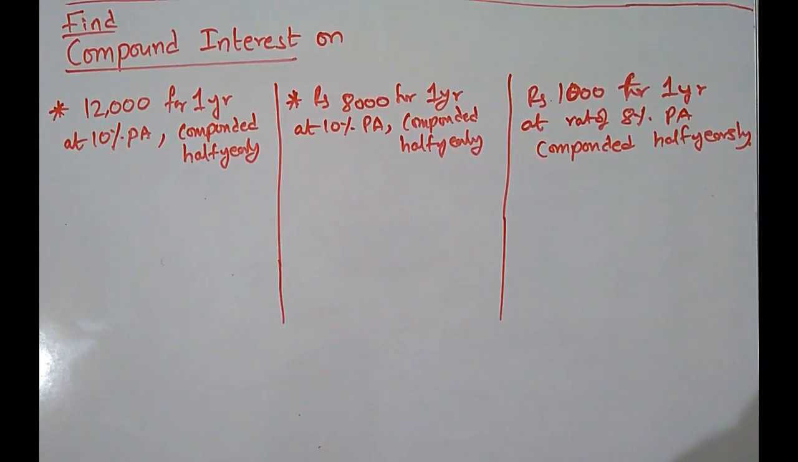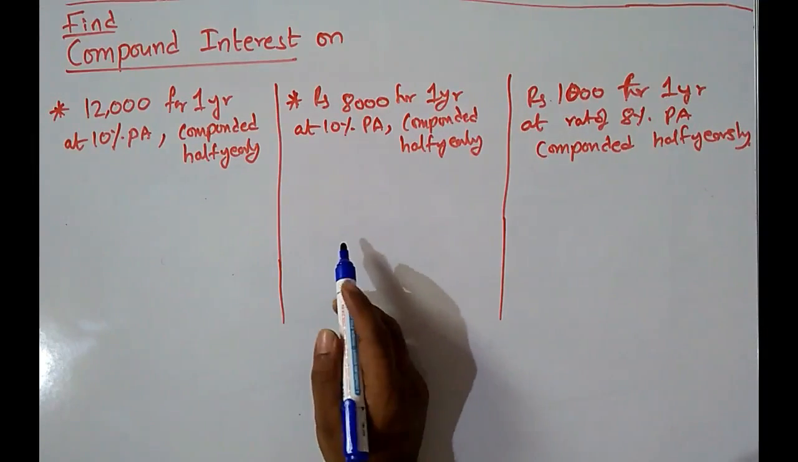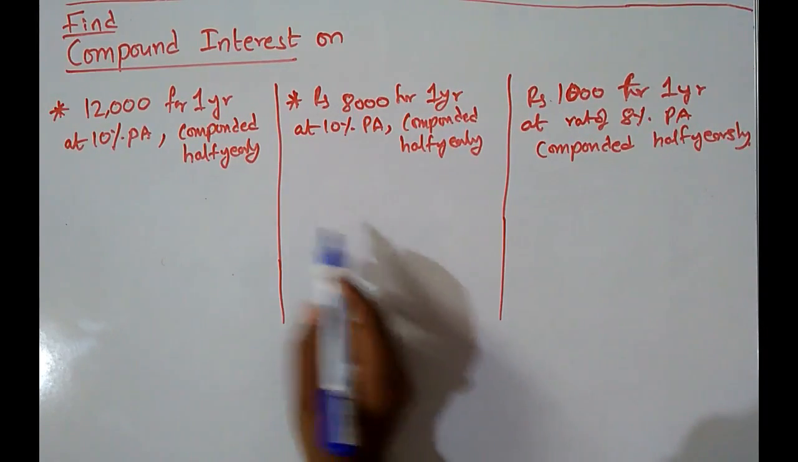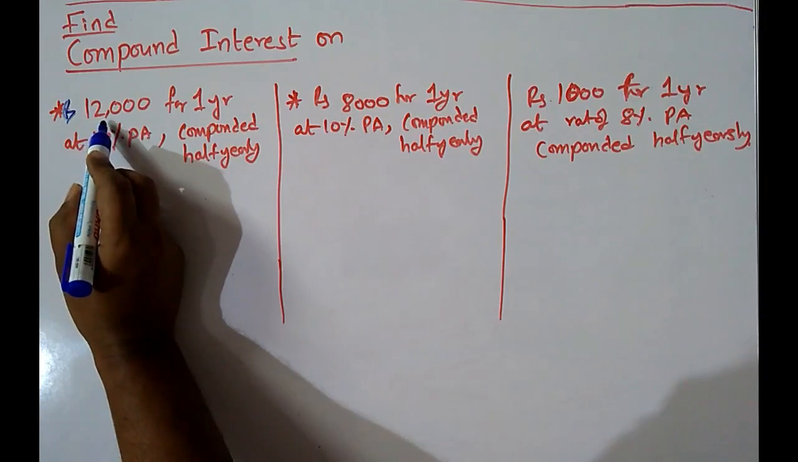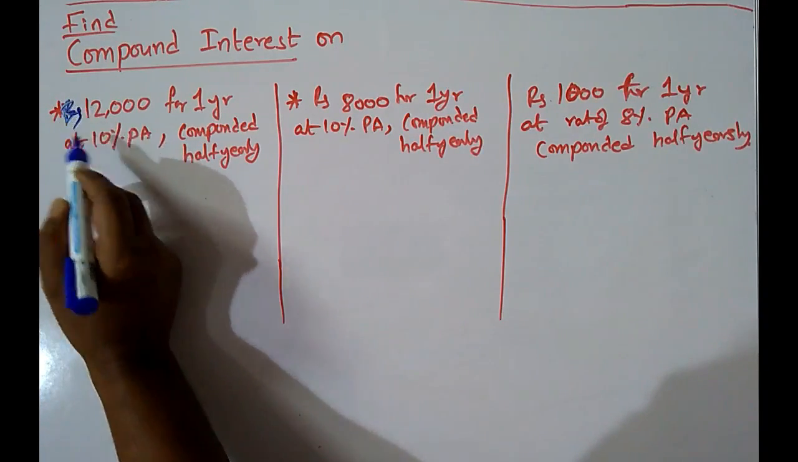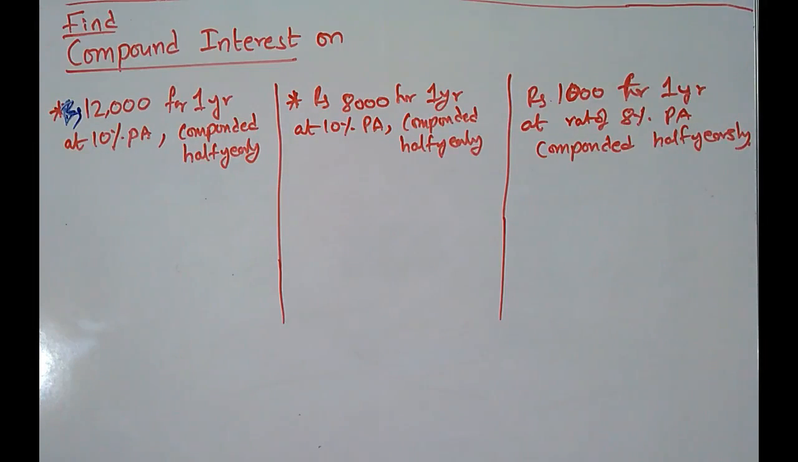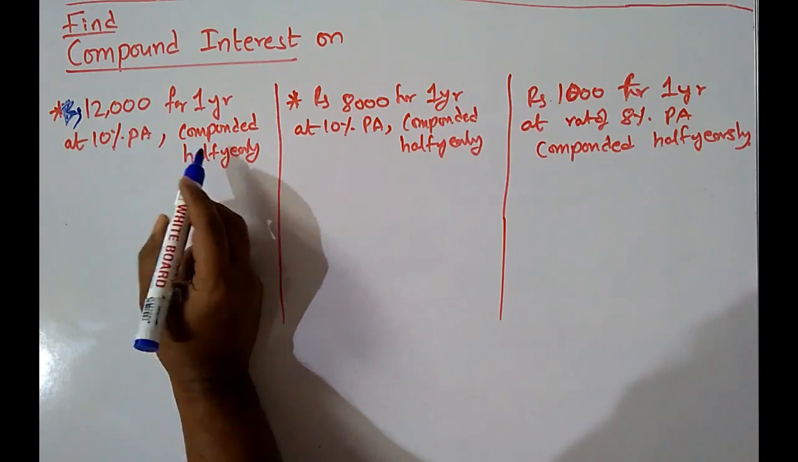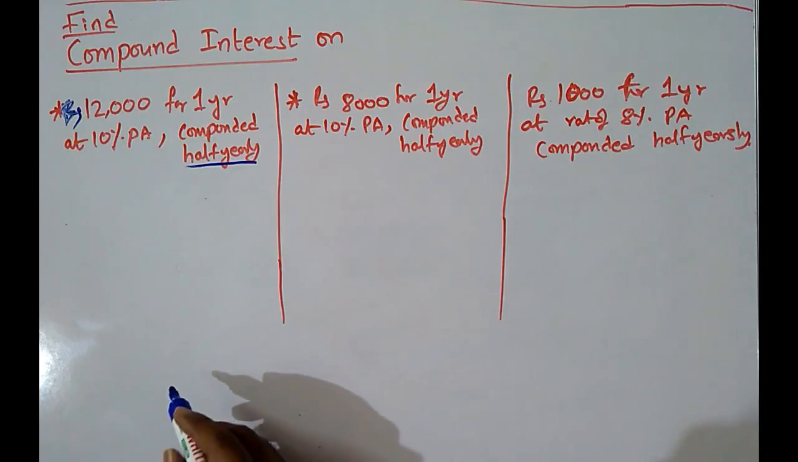So friends, this kind of problem has repeated almost in all the papers. So I have written 3 such questions. Find the compound interest on rupees 12,000 for 1 year at 10% per annum, compounded half yearly. See friends, here the keyword is compounded half yearly.